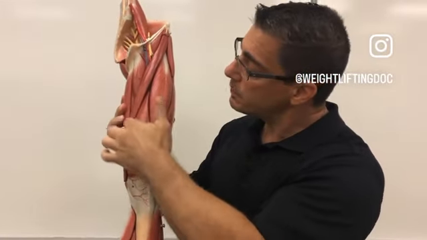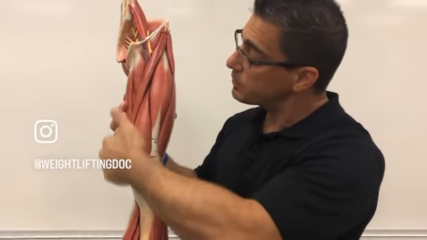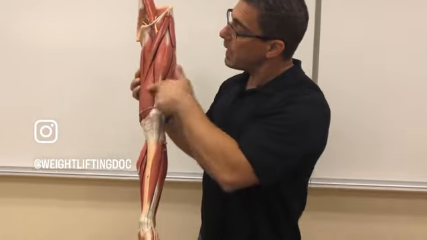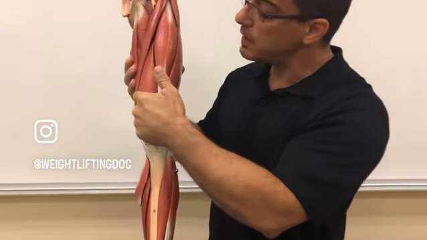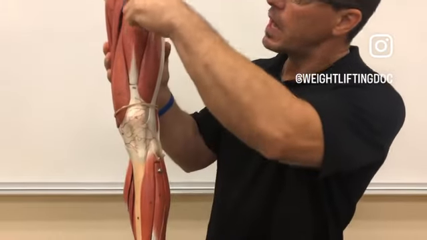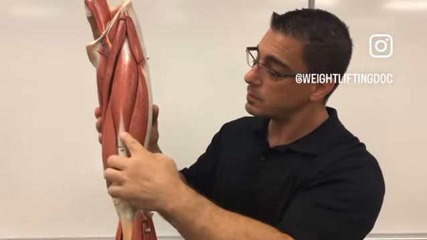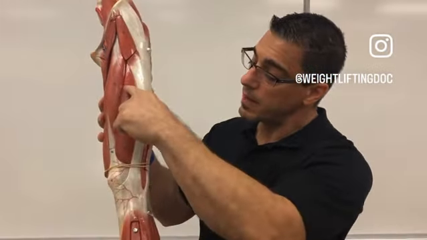So we're on the medial side here, right? We're going to go laterally. So on the medial side, we've got the vastus medialis, okay? Then we have the rectus femoris, and then we have the vastus lateralis, okay?